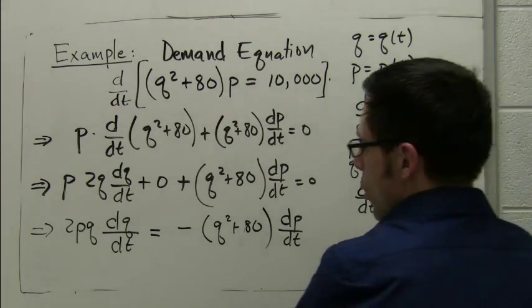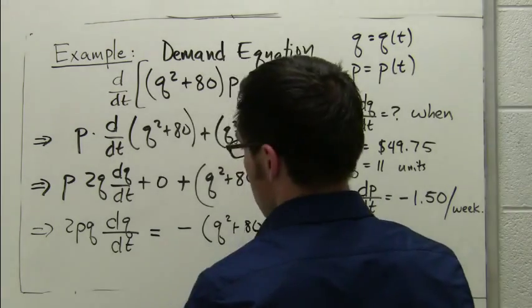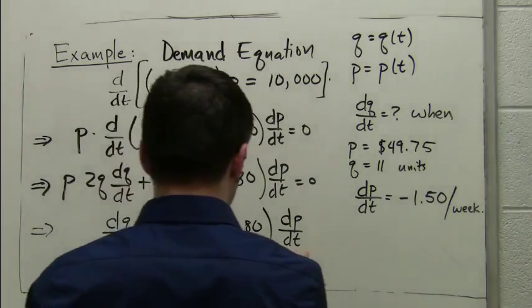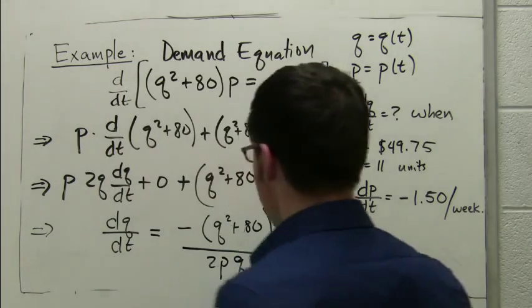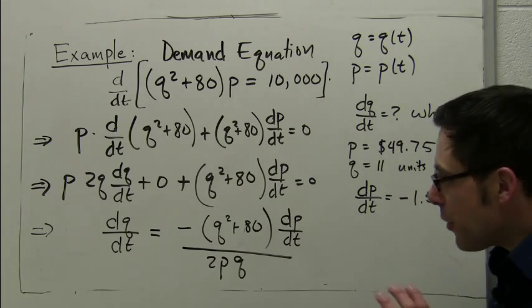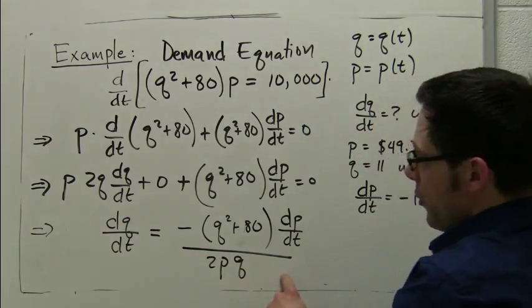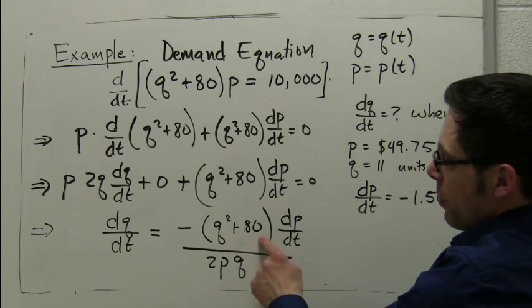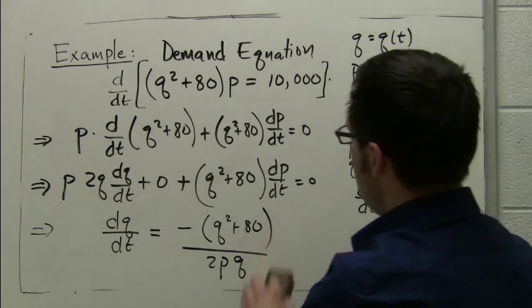So when I do that, I get that dq dt is going to be equal to all of this stuff over 2pq. I just erased a little bit to simplify, but you should check. I just divided both sides by 2pq to get this. So now I know that dq dt is equal to a minus quantity q squared plus 80 over 2pq, all multiplied by dp dt.